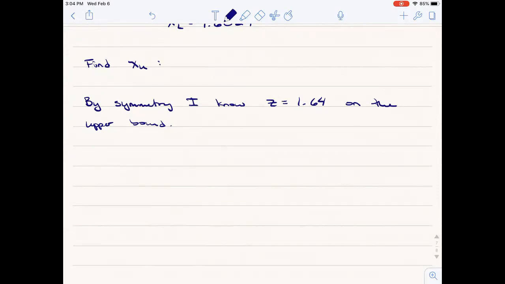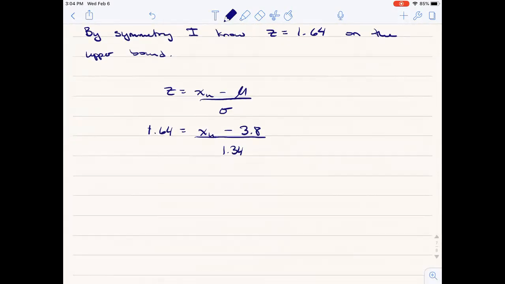So then I know Z is X upper minus mu over sigma. So 1.64 is X upper minus 3.8 divided by 1.34. 1.64 times 1.34 plus 3.8. I get an X upper of 5.9976.